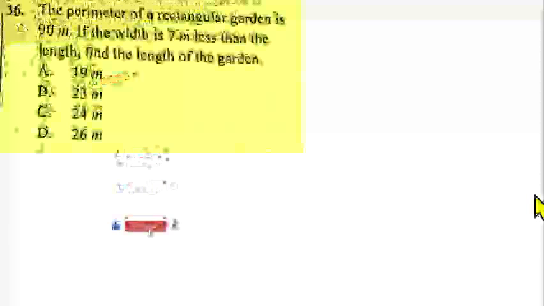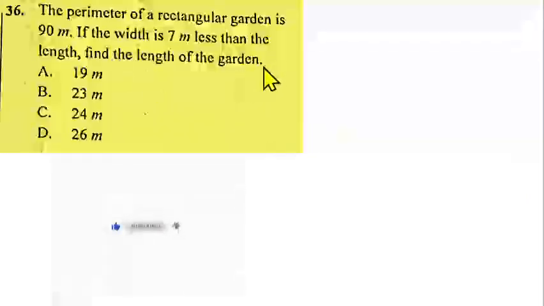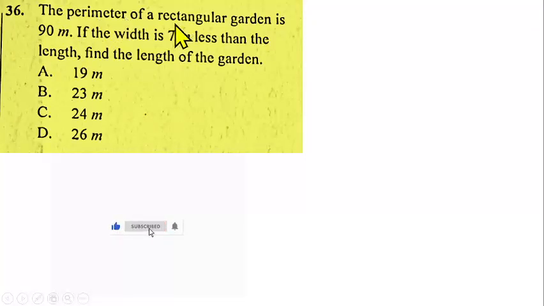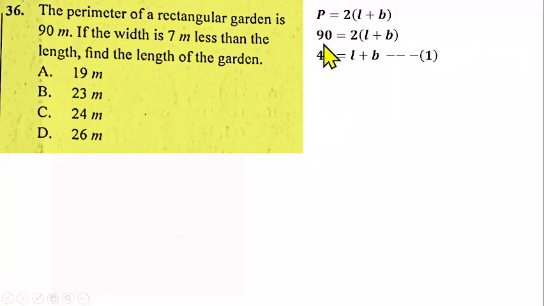Question number 36 is also from plane mensuration, not plane geometry, but plane mensuration. The perimeter of a rectangular garden is 90 meters. If the width is 7 meters less than the length, find the length of the garden. So we know that the perimeter of a rectangle is 2 into L plus B, and we have been given the value of the perimeter, which is 90, equals 2 into L plus B. Divide both sides by 2. So we'll have 45 equals L plus B. You can call that equation 1.